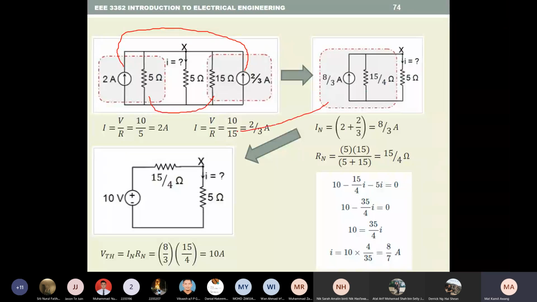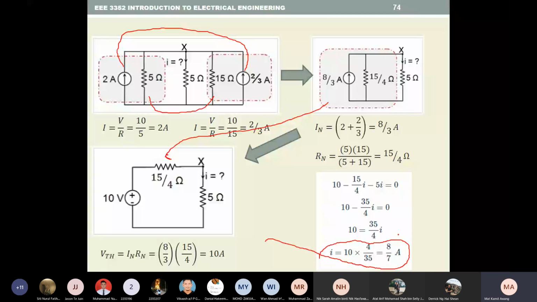You can change it into a Thevenin equivalent, so finally you get this. Then you can find the current I flowing through here, because we want to find this. You can just use the voltage divider, so I is equal to that. So by using source transformation, you can also solve your circuit problem. Okay, clear? Yes, sir.